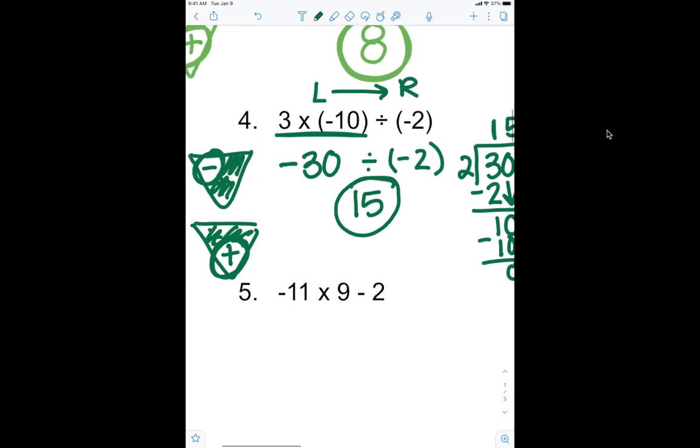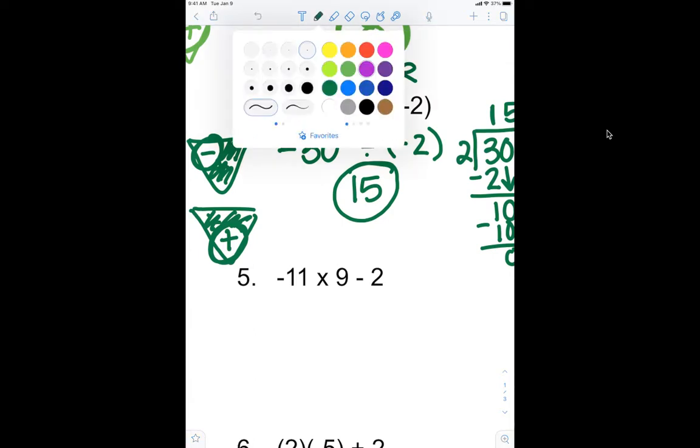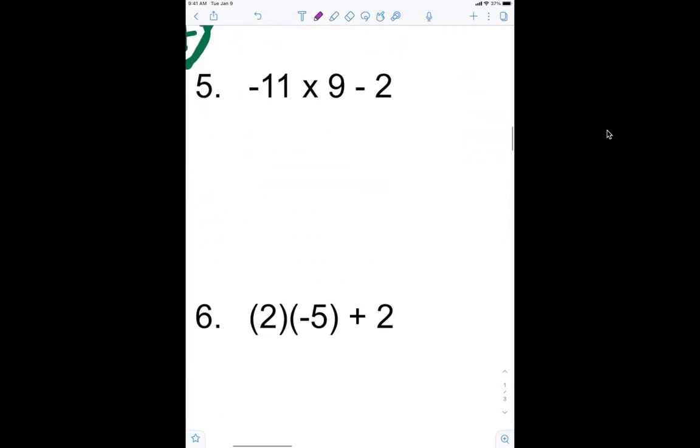Okay, I want y'all to try the next one, and then we'll go over it. So your teacher's going to pause it, and then we'll go over it. Okay, get busy. Okay, hopefully you've had a chance to solve. If your teacher hasn't already paused it, they'll pause it and wait for y'all.